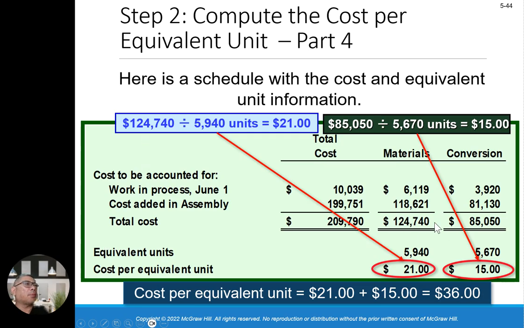So you take this number divided by 5,940, you get $21. You take this number 85 for conversion divided by 5,670, you get $15. Add both, it becomes $36. That's the schedule of the cost per equivalent unit using the weighted average method.